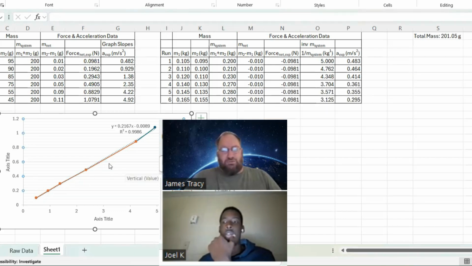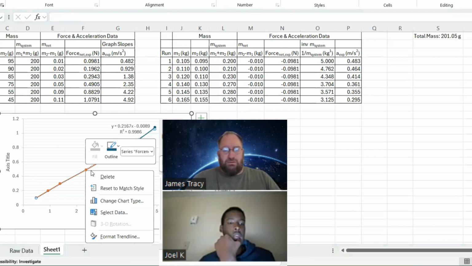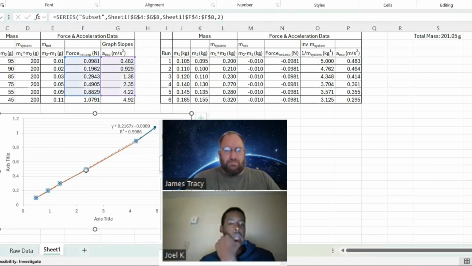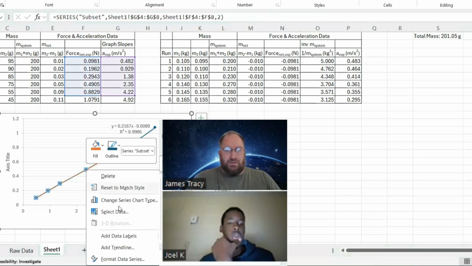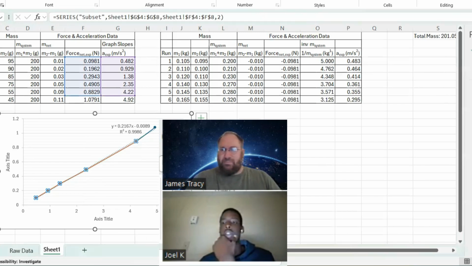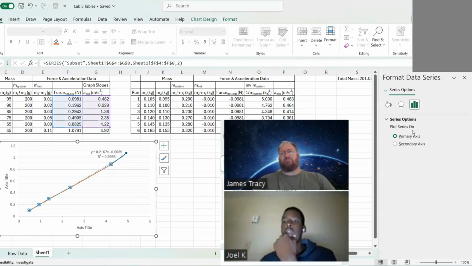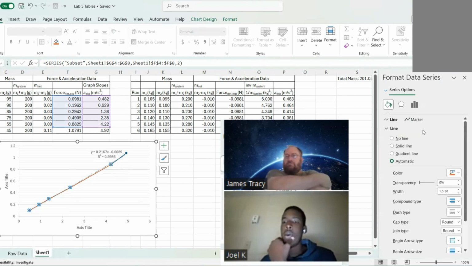Let's do that now, just as a reminder. Right click on one of your data points. This is, again, for other folks who avoid the trend line. There you go. And for my data series. Data series. All right, go to the paint bucket. Marker.